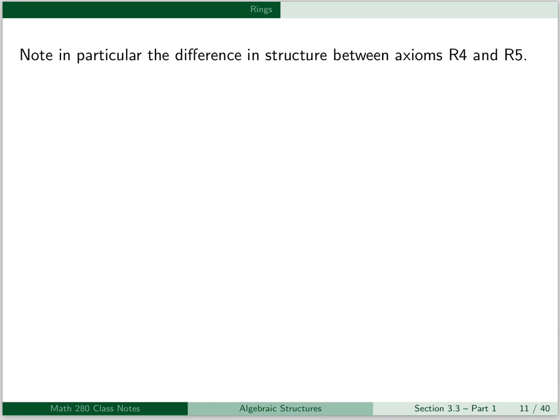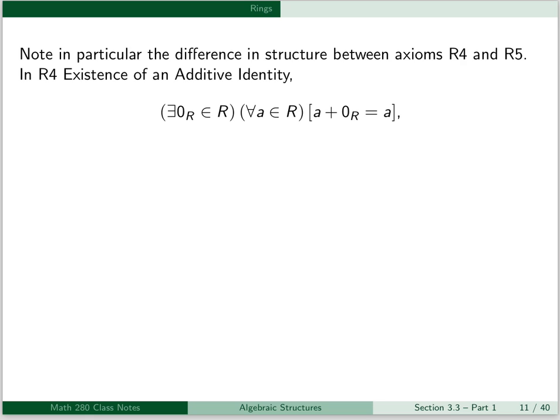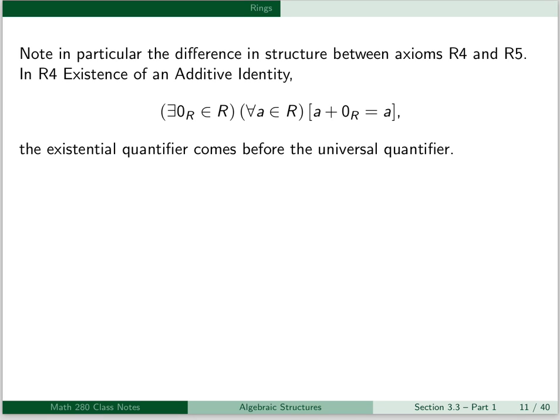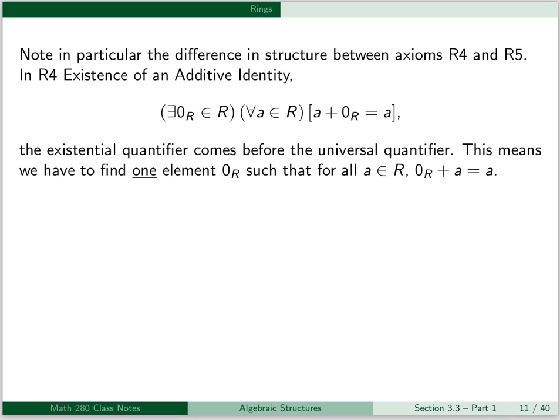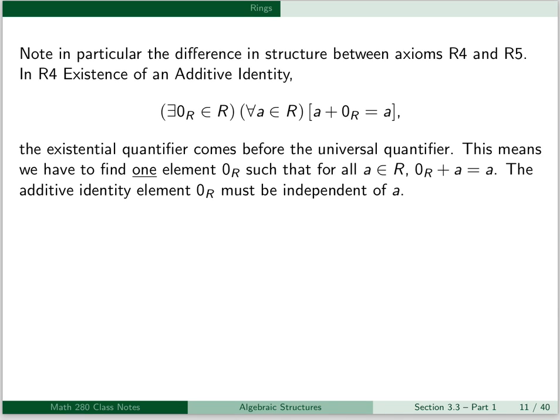Note in particular the difference in structure between axioms R4 and R5. In R4, existence of an additive identity, which is there exists a 0 sub r in R such that for all a in R, a plus 0 sub r is equal to a, the existential quantifier comes before the universal quantifier. This means we have to find one element, 0 sub r, such that for all a in R, 0 sub r plus a is equal to a. The additive identity element 0 sub r must be independent of a.